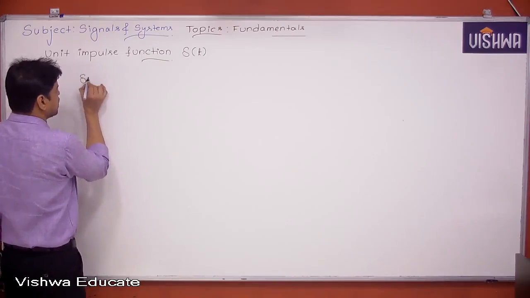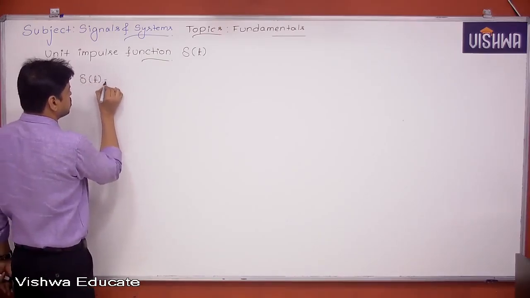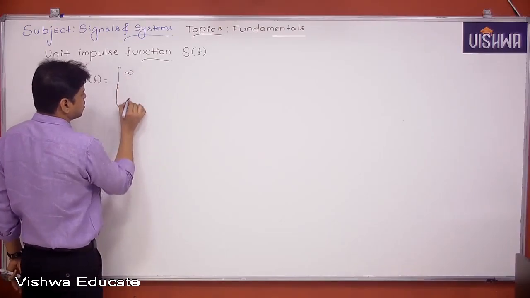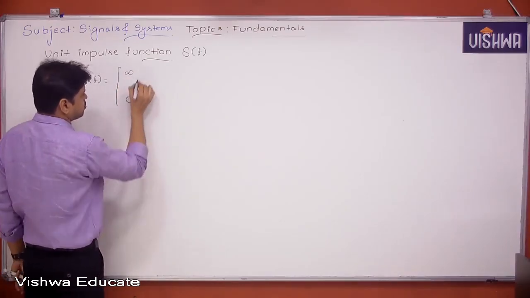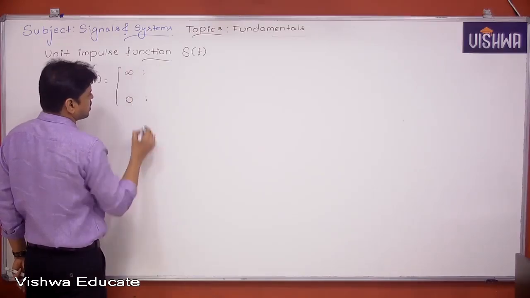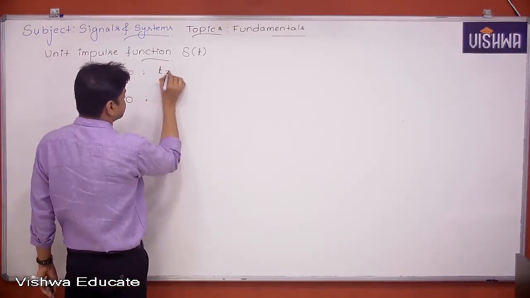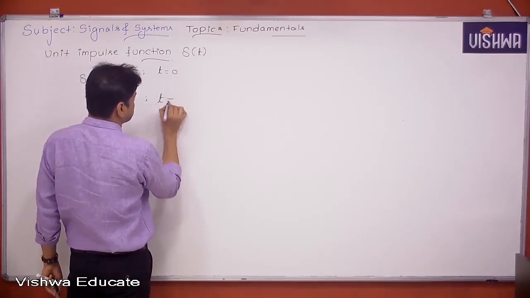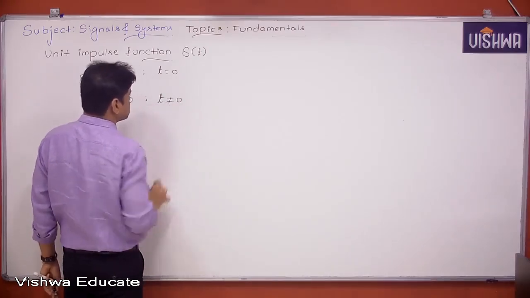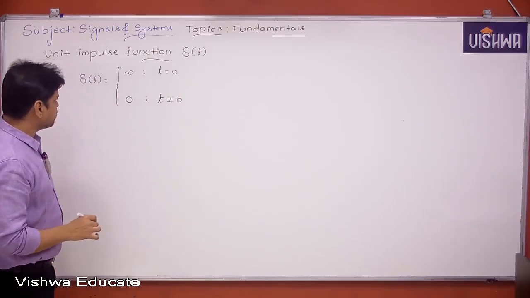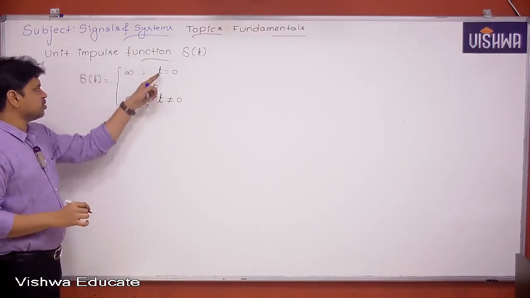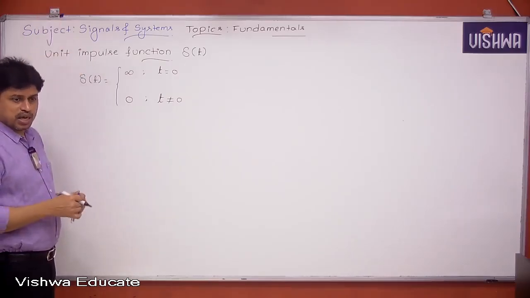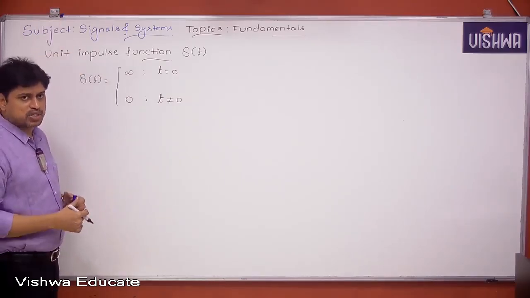Impulse function delta t is equal to infinity if t is equal to 0, and else, that means if t is not equal to 0, its value is 0. That means it exists only at t equal to 0, where its amplitude is infinity, and for the remaining values of time its value is equal to 0.